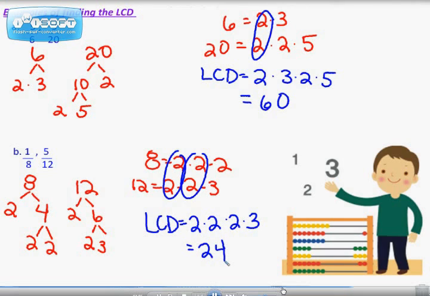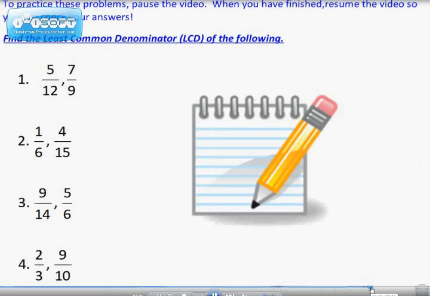I think you're ready to try a few examples on your own now. For this set of problems, you can use either method 1 or method 2, whichever you want. So go ahead and pause the video. When you have finished, you can resume watching the video so that you can check your answers. Good luck!